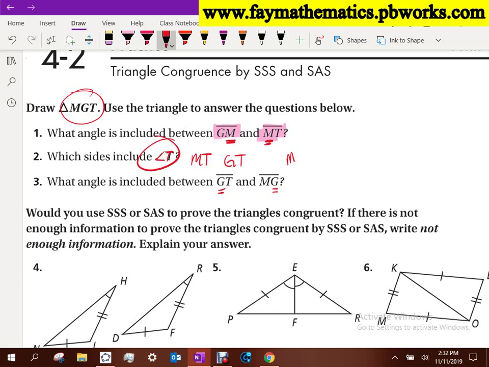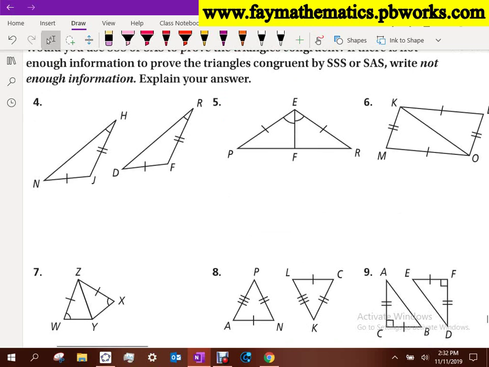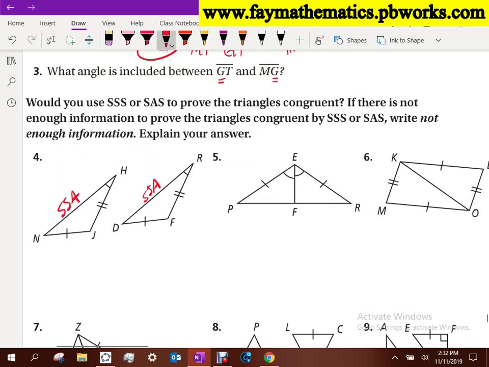Okay? The remaining questions here, guys, were just yes or no questions. If yes, you say why: side, angle, side, or side, side, side. Okay? So we look at number 4, and we did this one in class, but we came up with this being side, side, angle, and this one being side, side, angle, right? And that does not match either of these. So we write not enough information. Does that mean those triangles are not congruent?